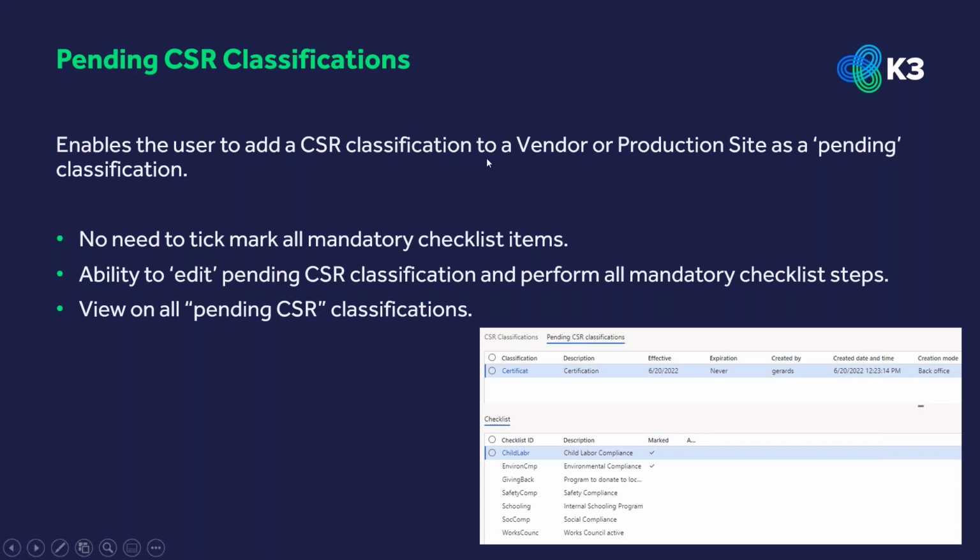So what we did is we added the option when adding a CSR classification to save it as pending. So there's no need to tick mark all mandatory checklist items. You can park it as pending and later on fetch it and edit it, complete all check marks, and then add it as a CSR classification.